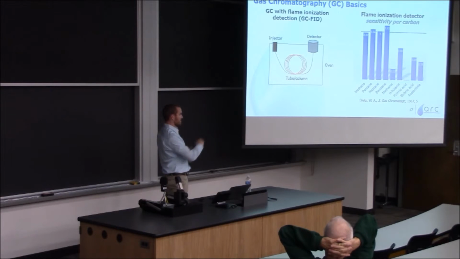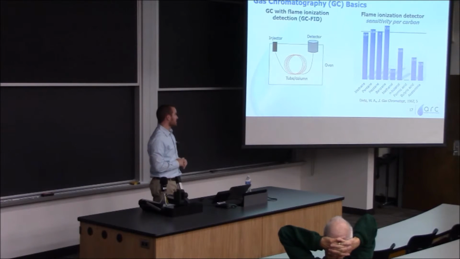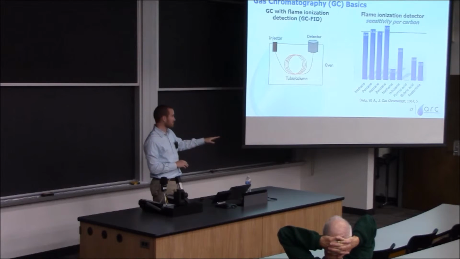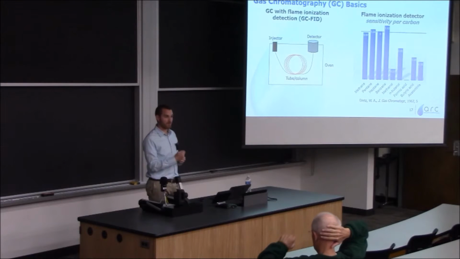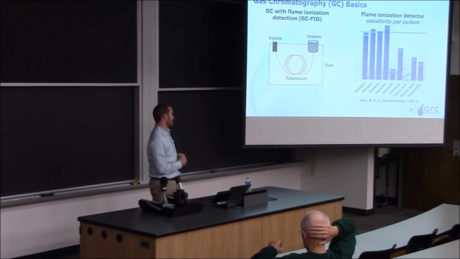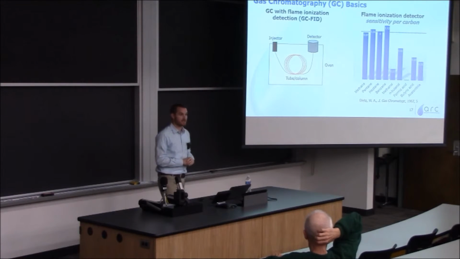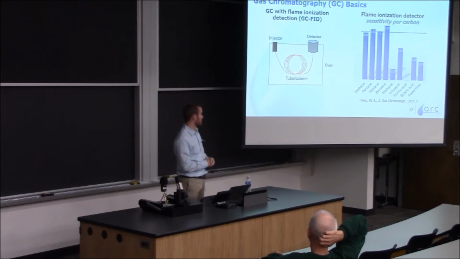But when you start to get to things with oxygen, like methanol, now you have a 23% less response per carbon because of that alcohol group. Formic acid is even worse. It's 1% of the response. And there's some molecules that you really just can't see. CO, CO2, for example.